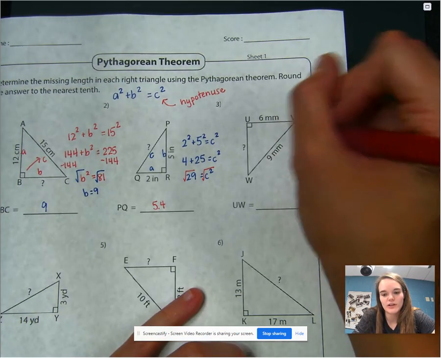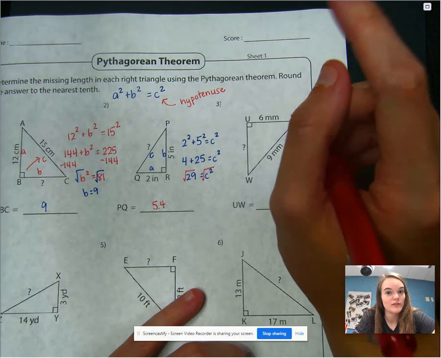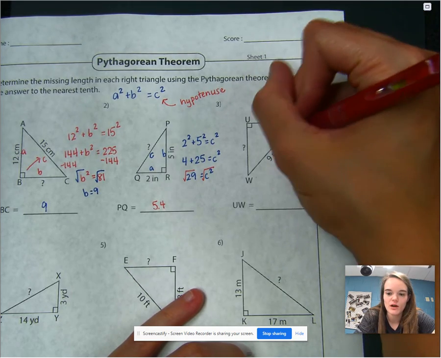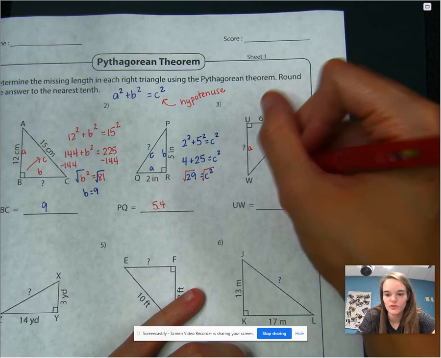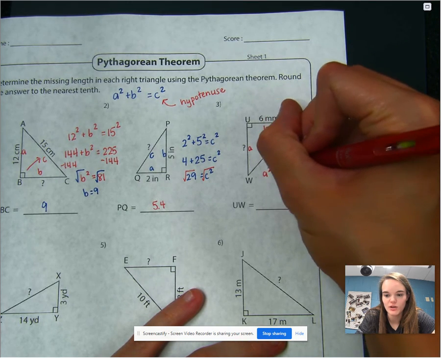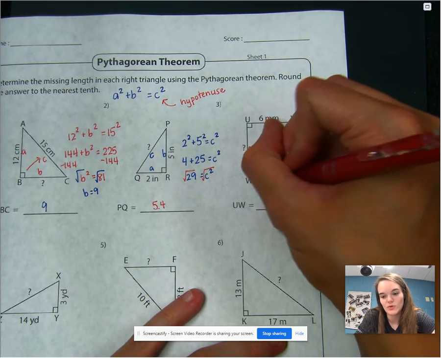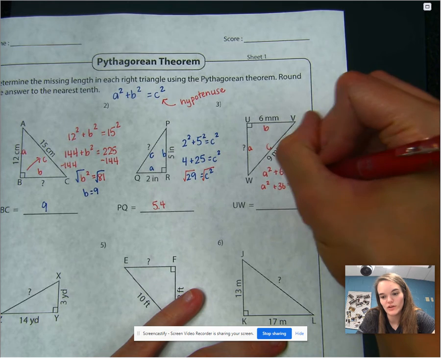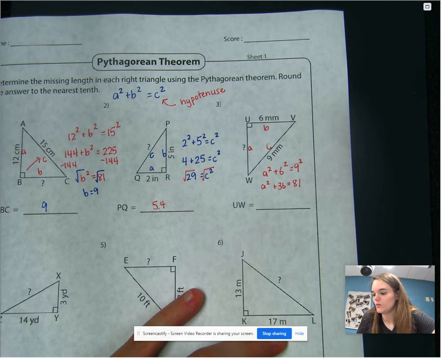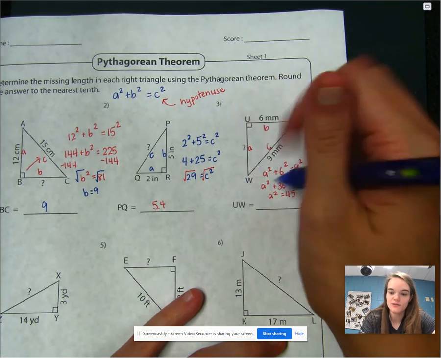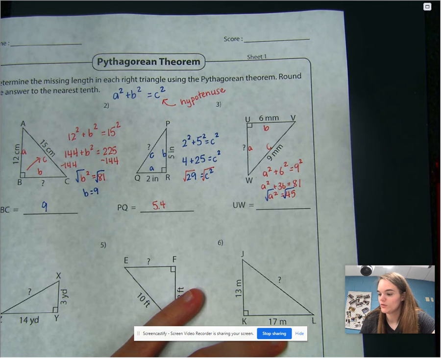Okay, let's label number 3. Then we're going to glue this in because you're going to finish it by yourself. Now you're going to finish it and then glue it in instead of what I'm doing. But all right, this is C, A, B. So A squared plus 6 squared equals 9 squared. That looks like a B. It's a 6. A squared plus 36 equals 81. 81 minus 36 is 45. A squared equals 45. I have to take the square root of 45. Use my calculator, square root of 45, and I get 6.7.